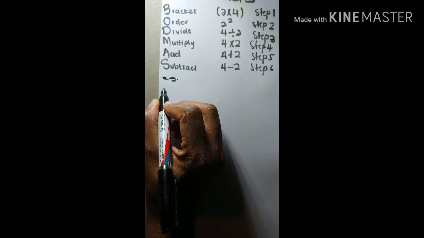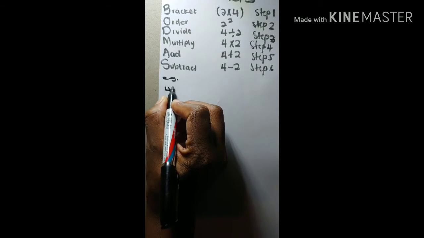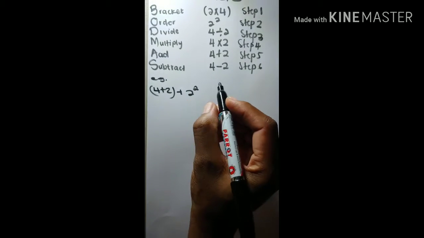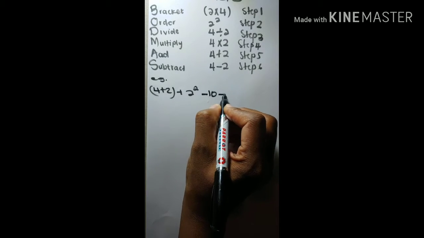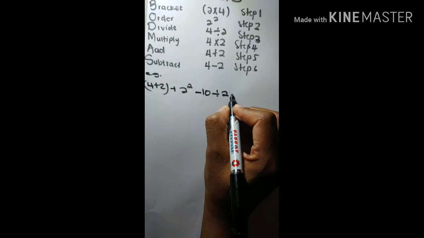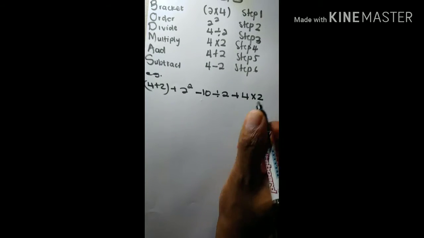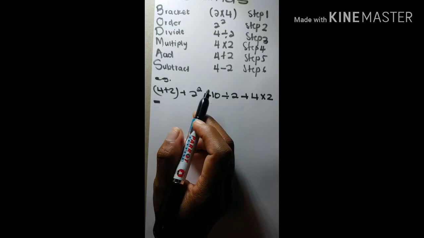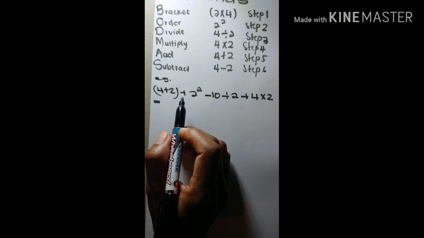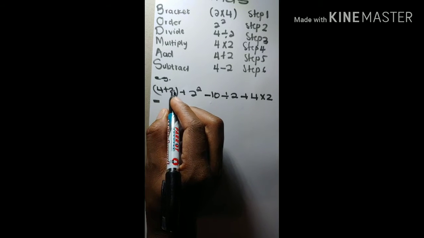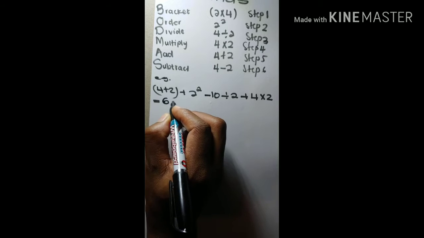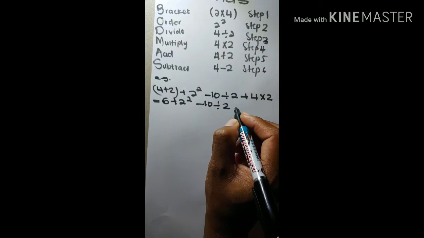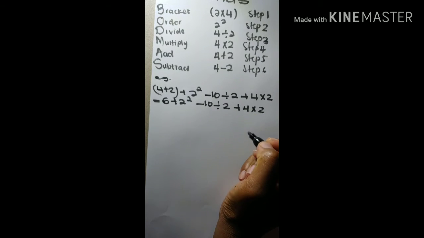You are required to simplify 4 plus 2 in brackets, plus 2 raised to the power 2, minus 10 divided by 2, plus 4 multiplied by 2. So when you look at our sequence of steps, it says you need to resolve anything inside the brackets first. So we're gonna resolve 4 plus 2. That will give us 6 plus 2 raised to 2 minus 10 divided by 2 plus 4 times 2.